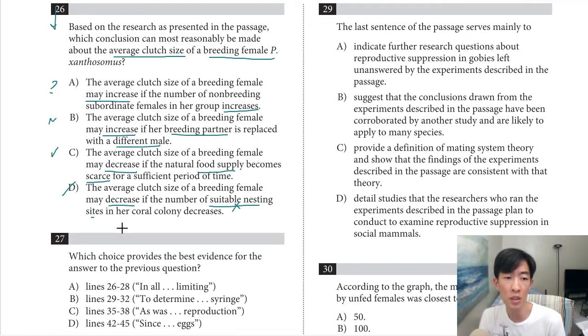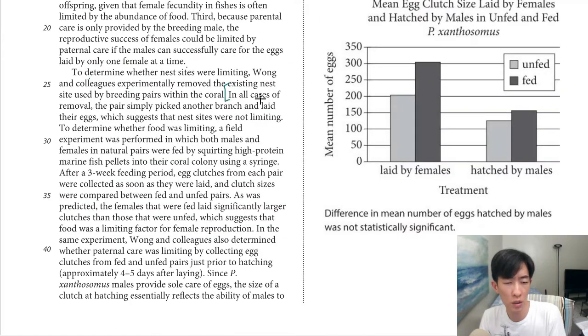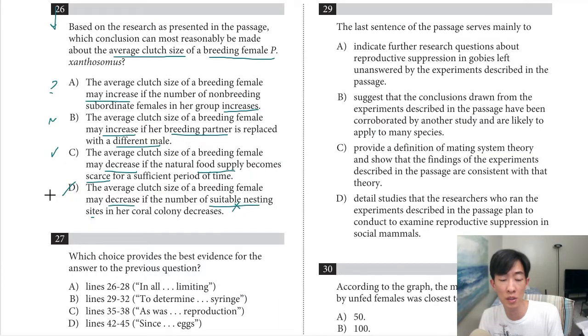All right, so the simple question that we're formulating in our head is, what would cause the clutch size to increase or decrease? And then we're looking for evidence. So lines 26 to 28. Start here. In all cases of removal, the pair simply picked up another branch and laid their eggs, which suggests that nest sites were not limiting. So again, this was the conclusion from the first factor. This line here actually disproves choice D. So the answer is definitely not A.